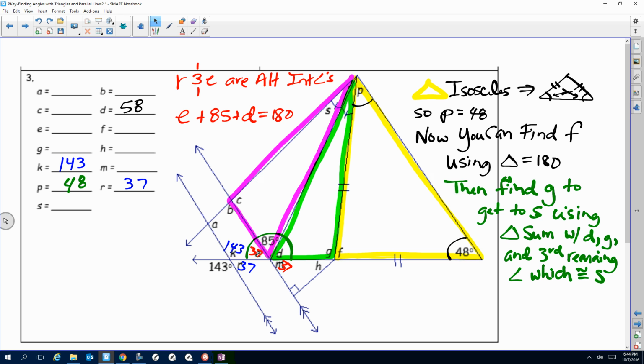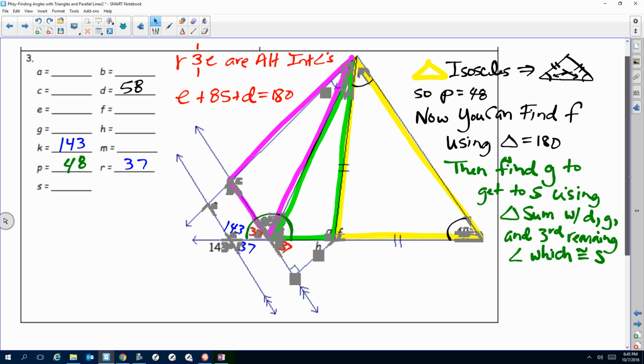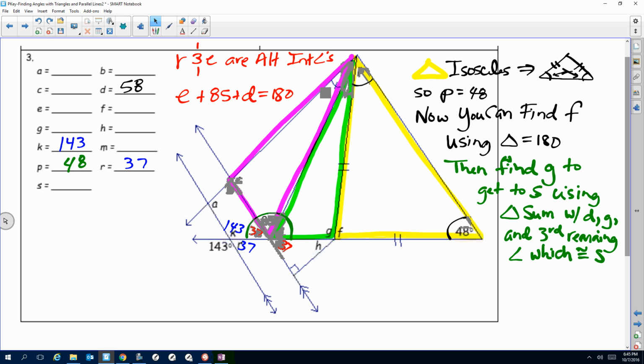On 3 on the back, a couple things. Again, you have isosceles triangles, so I have 3 triangles that you're going to have to use to problem solve. You have the option to start with the R and E being alternate interior. I got R using my linear pair with 143, or I can start with my yellow isosceles triangle, and P is going to equal 48, because remember, if I have 2 congruent sides, then I have 2 congruent angles. So if I find P, which I know is also 48, then I can use triangle sum to find this angle F, which is a linear pair with G.